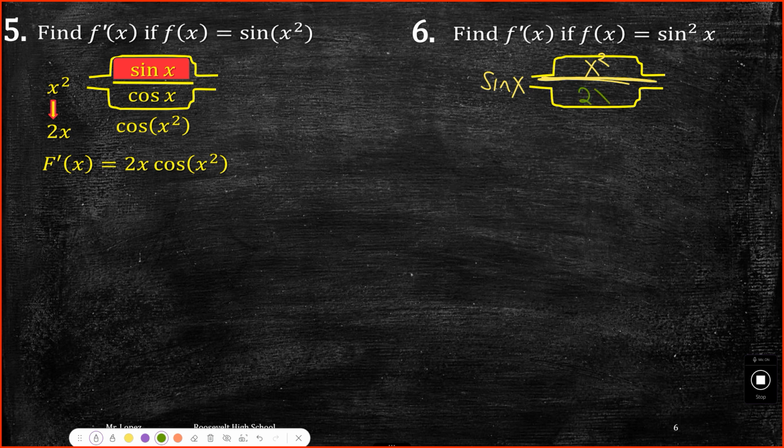The derivative of x squared is 2x. Evaluate at that, it'll be 2 sin x. The derivative of sin x is cosine x. So it is going to be 2 sin x cosine x.